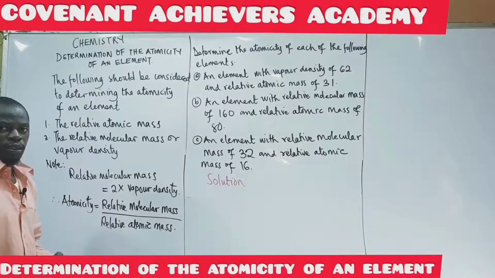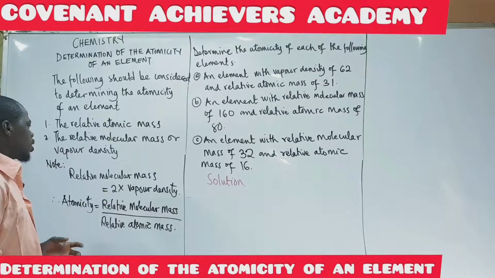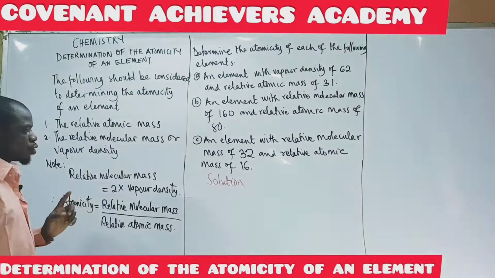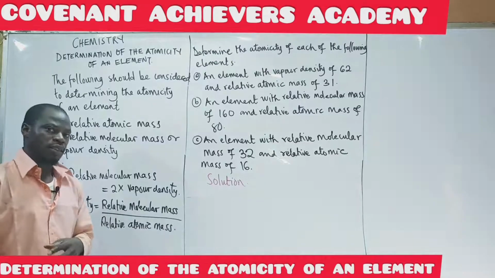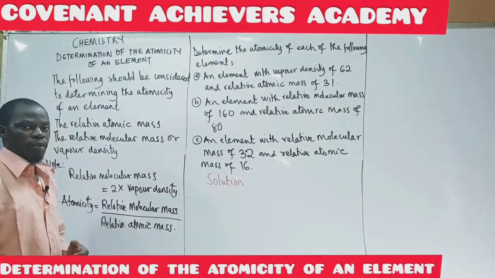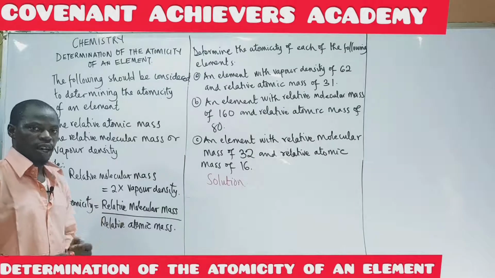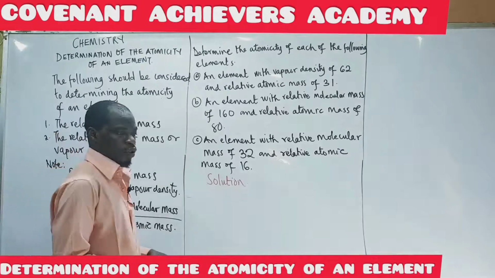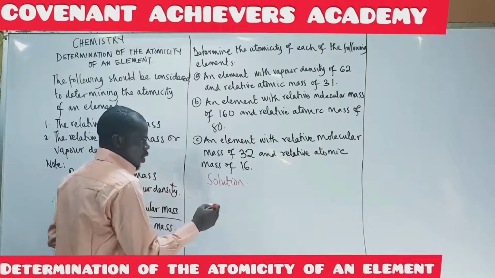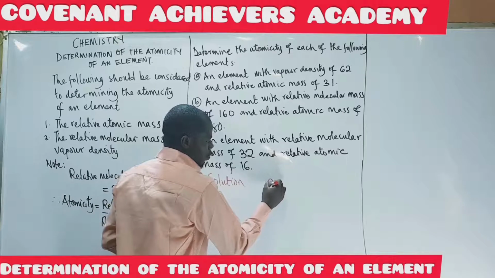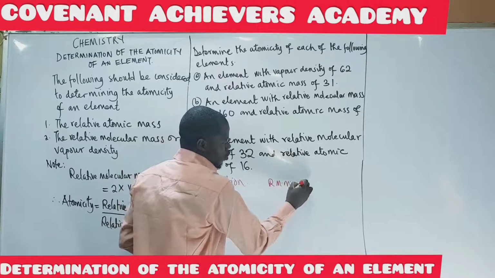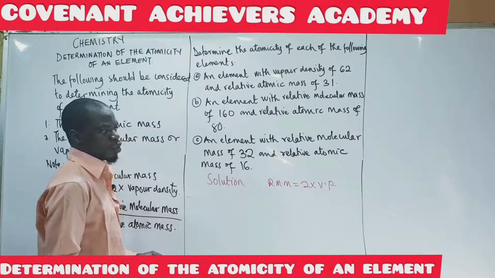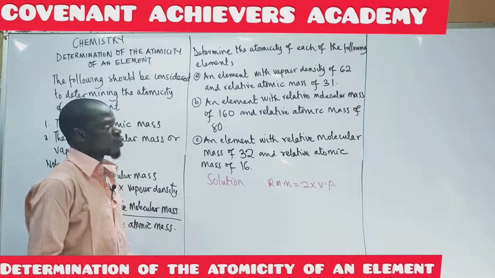Now, having known that, how do you calculate the atomicity of an element? Also, we should note that the relative molecular mass is 2 times the vapor density of an element. If you are given the vapor density and you want to calculate the atomicity of an element, you can multiply the vapor density by 2. And once you multiply the vapor density by 2, you have the relative molecular mass equal to 2 times vapor density. Let's take note of that, and we are going to make use of that also when we are doing our calculation.